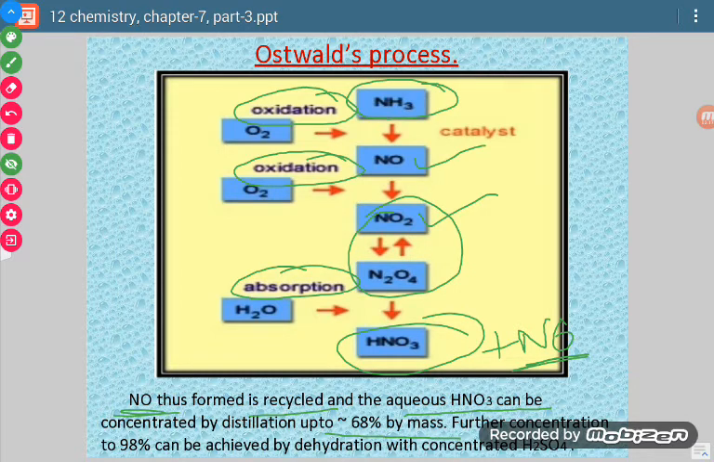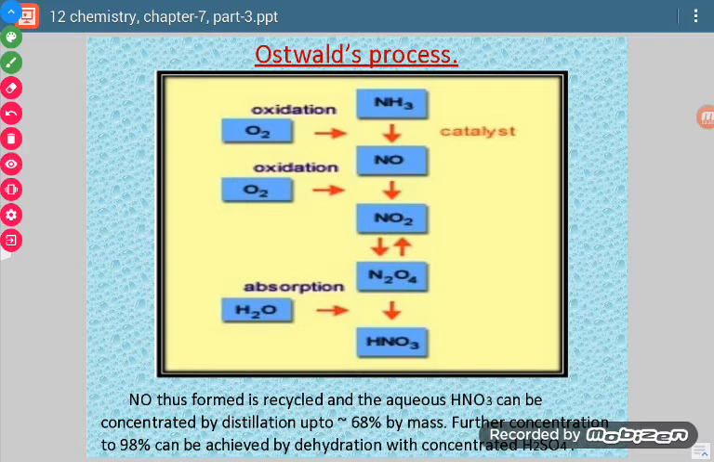Now this NO formed is recycled, and the aqueous nitric acid can be concentrated by distillation up to 60% by mass. Then when we have to prepare 98% concentrated nitric acid, we again have to perform dehydration by using concentrated sulfuric acid. Concentrated sulfuric acid is a very good dehydrating agent.